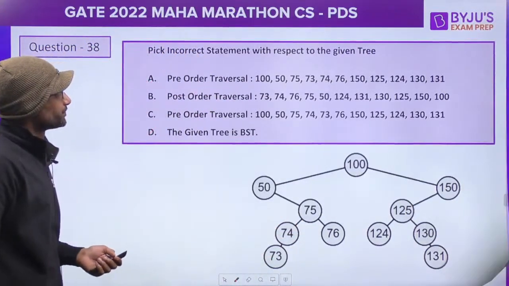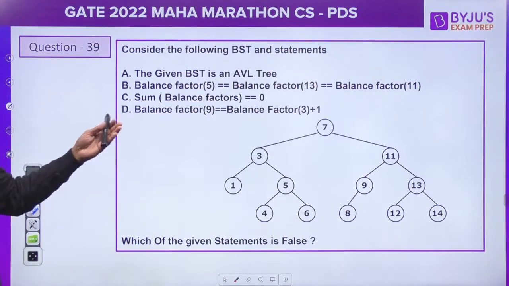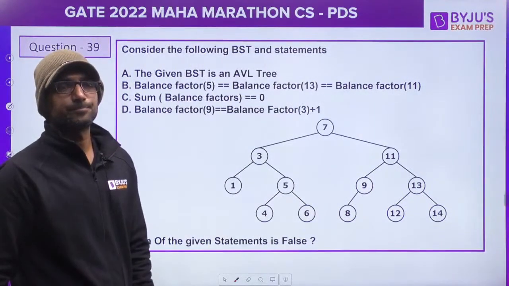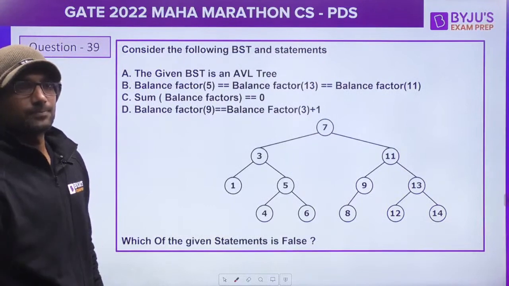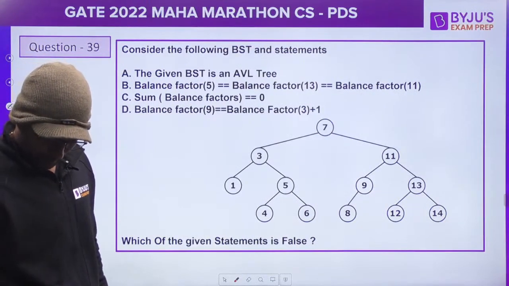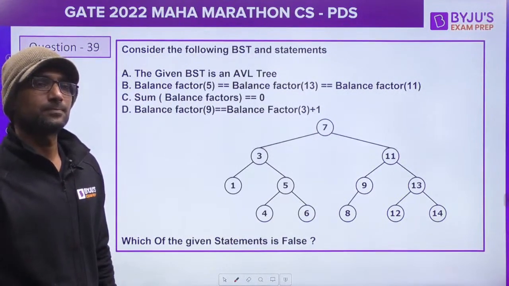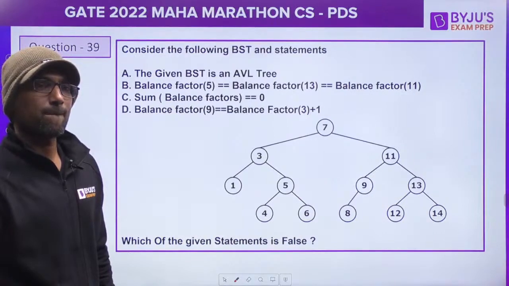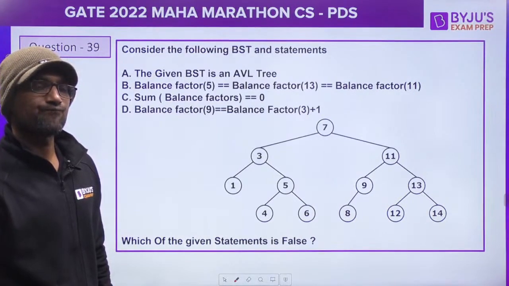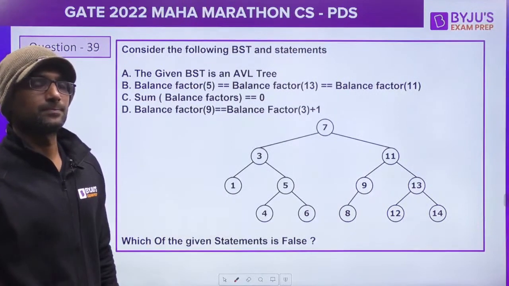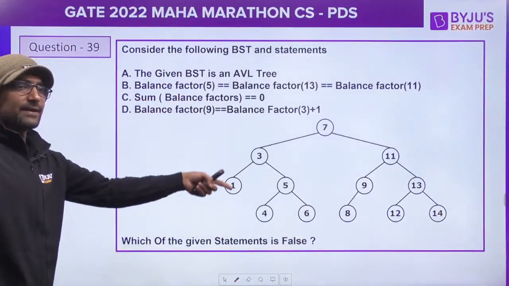Okay, next. Consider the following BST and statements. Which of the given statements is false? The given BST is an AVL tree.